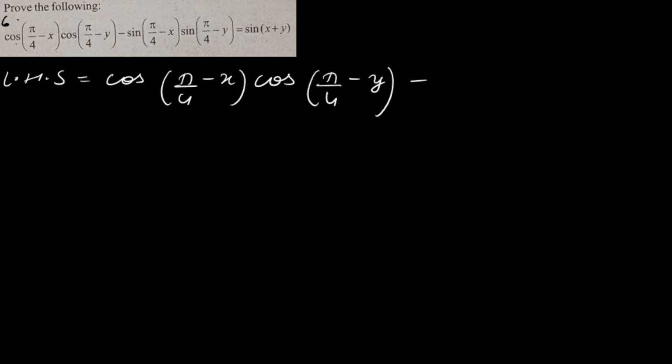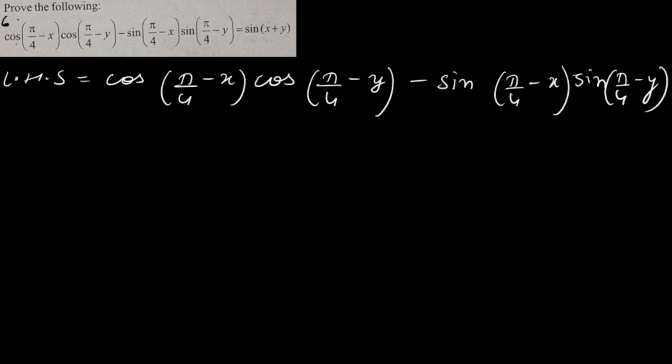So question number 6 says prove the following. Proving the following means we have to prove left hand side is equal to right hand side. So here we can start working on the left hand side and its answer should be equal to the right hand side. So let us start. The left hand side of question 6 is cos(pi/4 - x) cos(pi/4 - y) - sin(pi/4 - x) sin(pi/4 - y).